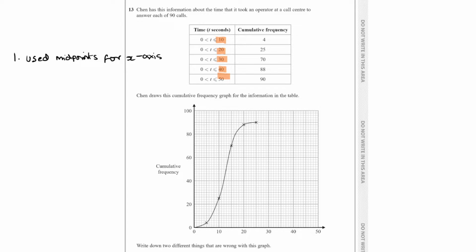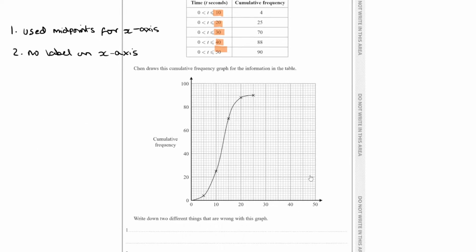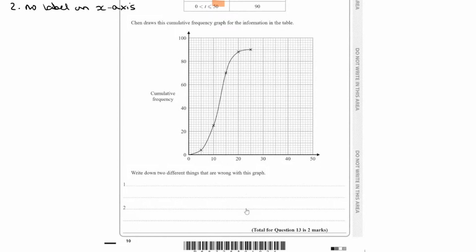So what was my other one? I was saying that he hasn't labeled the x-axis. That's probably what I would say. No label on x-axis. So he's used the midpoints and he hasn't labeled the x-axis. Those are kind of the only things they've said. As long as you've written some version of those 2 answers, that's the only answers they've offered. But you obviously would probably write it differently to me. And that was 2 marks, obviously 1 mark for each reason.